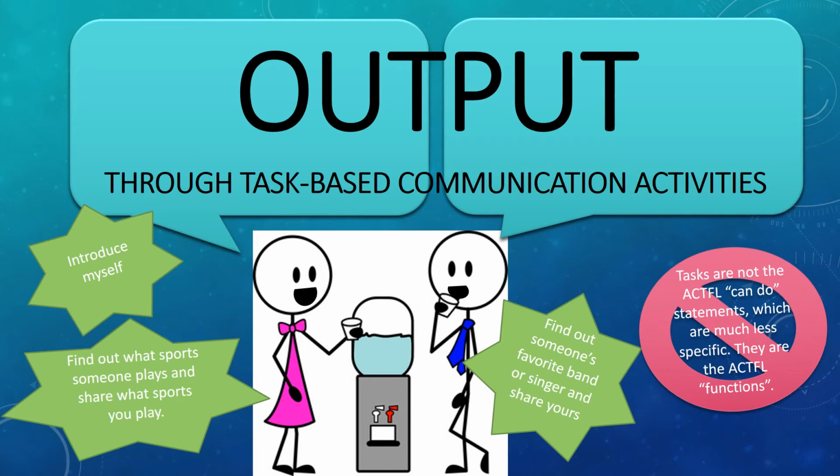Another task could be find out what sports someone plays and share what sports you play. So you learn a question and an answer and kind of how to answer it in different ways, and you're using the vocabulary that you learned. Another task would be to find out someone's favorite band or singer and share yours. So these are all things that you want to achieve, things that you do when you communicate. Now, these tasks are not the ACTFL can-do statements, which are much less specific. They're the ACTFL functions. So output has to happen through some kind of communication activity, and task-based communication activities are very effective for this.